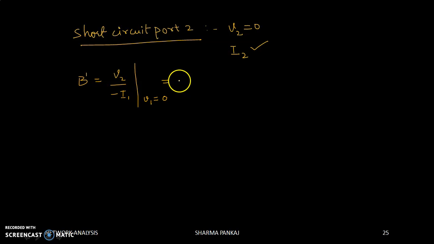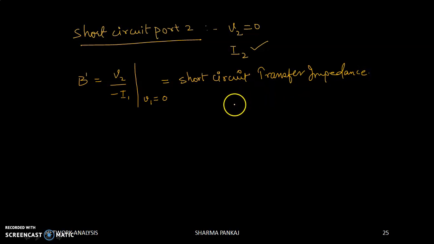When we have short circuited port number 2, we got this B dash transfer impedance. So the full name is short circuit transfer impedance, and the unit is ohm.